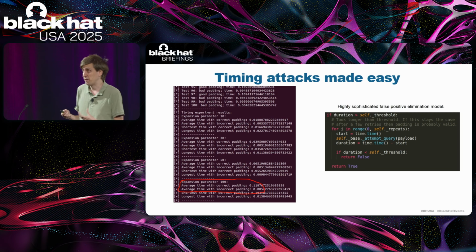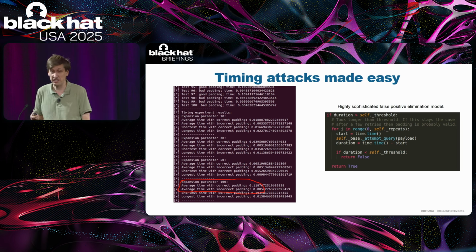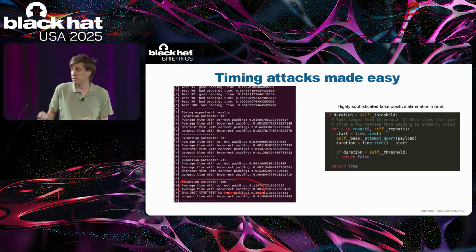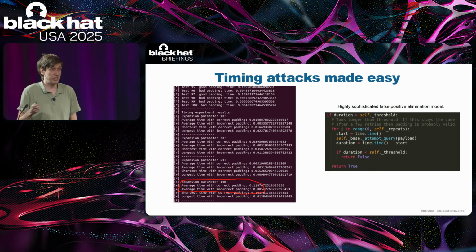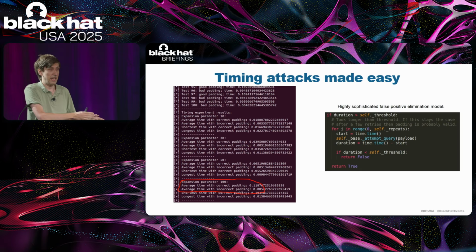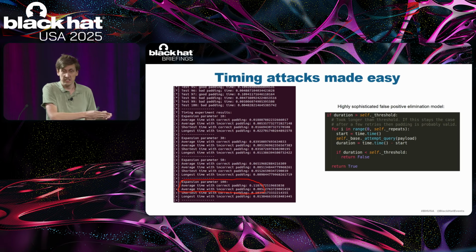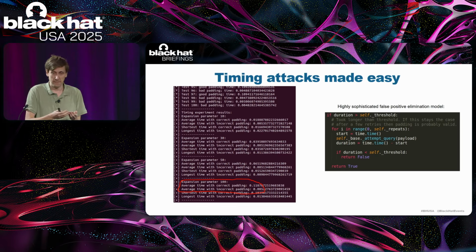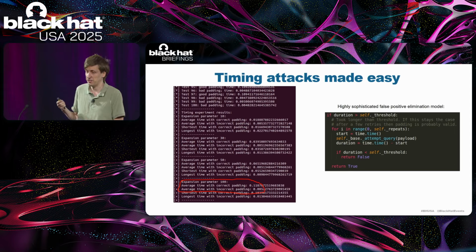To take advantage of this, I really didn't have to do any fancy statistical methods, other than if I see something that takes a little longer, maybe repeat it a few times to weed out false positives. But it is really, really easy to actually time this. So I just took the standard Bleichenbacher attack. Instead of looking at the differences between error messages, I would do some relatively simple timing.